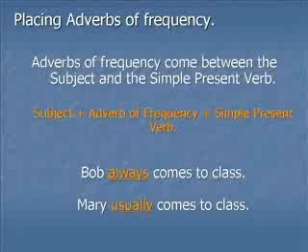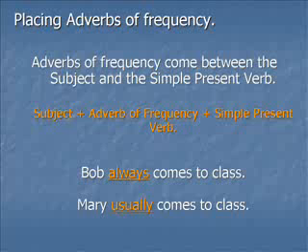Observe the following examples. Bob always comes to class. So always is, as you know, an adverb of frequency. So the place is between the subject, which is Bob, and the verb, which is comes, right? So usually we place an adverb of frequency between the subject and the present simple verb. The next example, Mary usually comes to class. So the adverb usually is between Mary, which is the subject, and comes, which is a simple present verb.